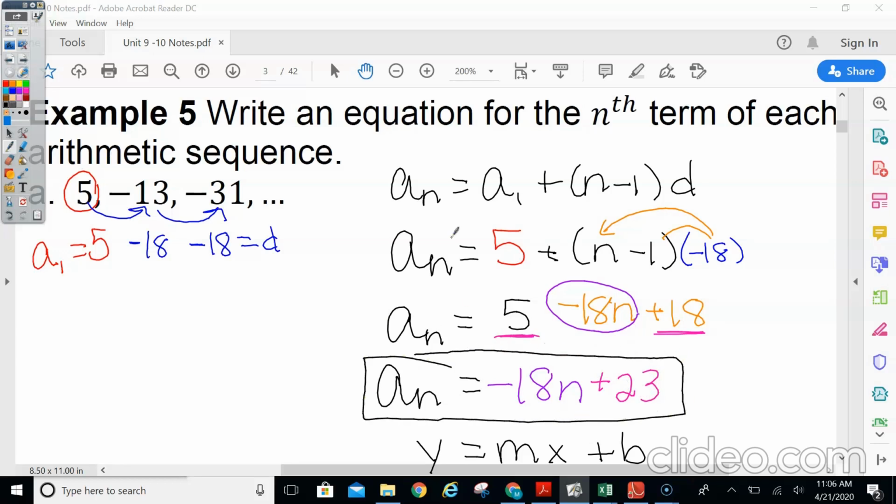So that's what it wants. I write an equation. Well, there's the equation. So again, it's the same thing we did before, but now we don't need to plug in a number. We just need to simplify.